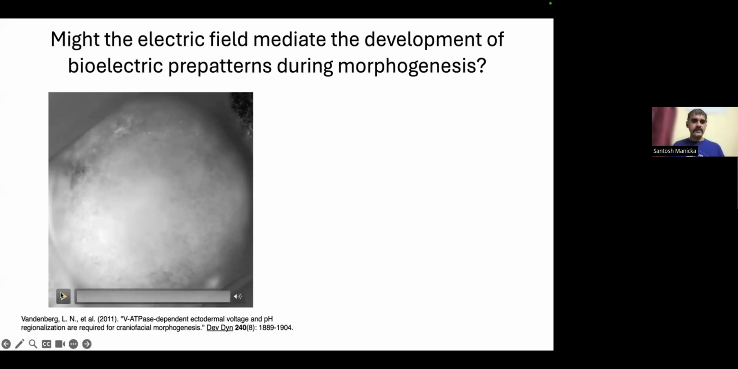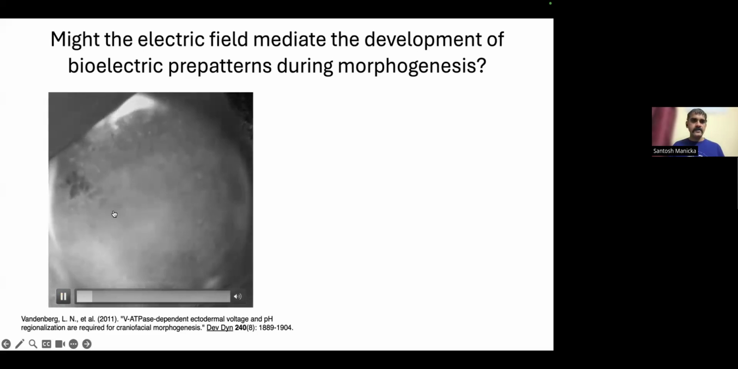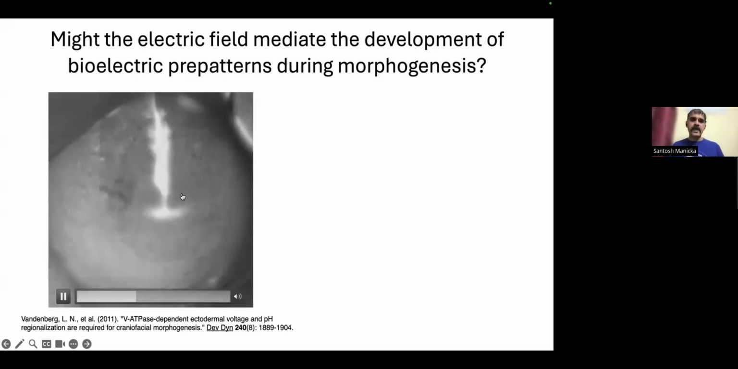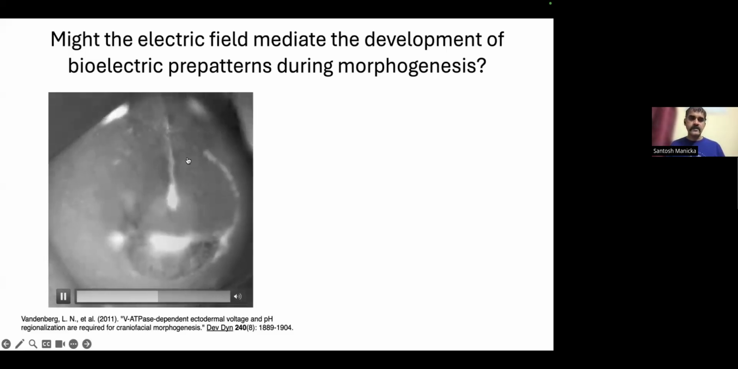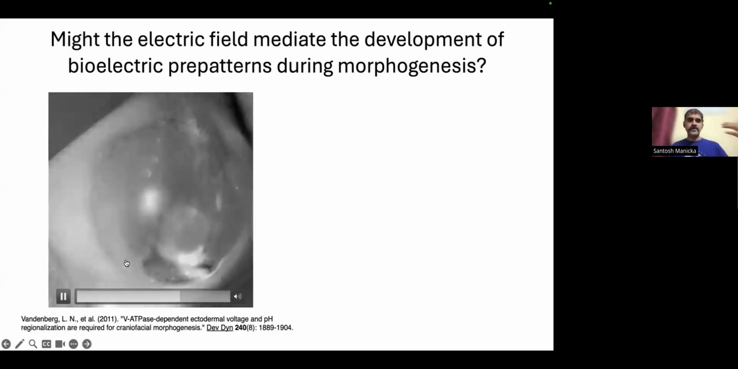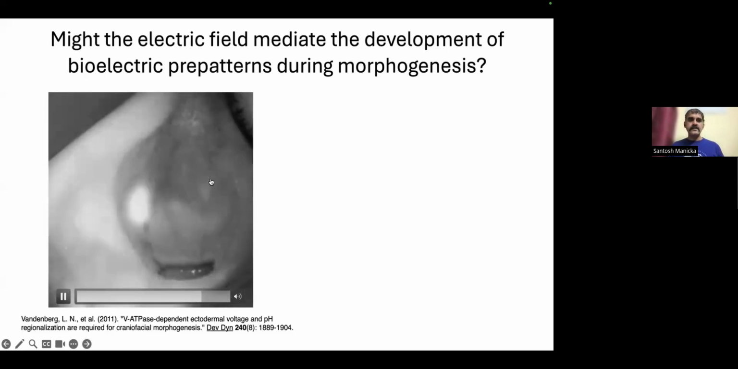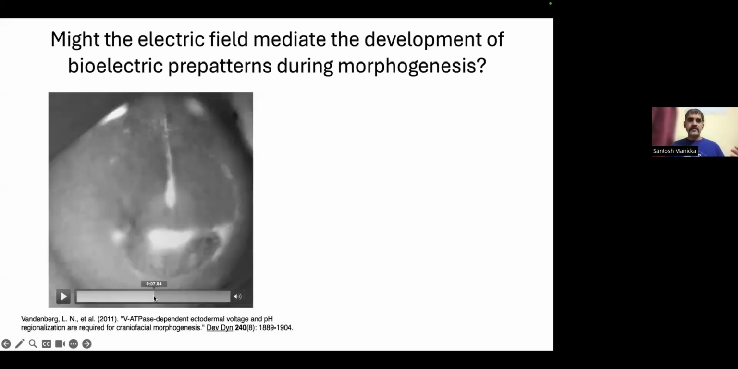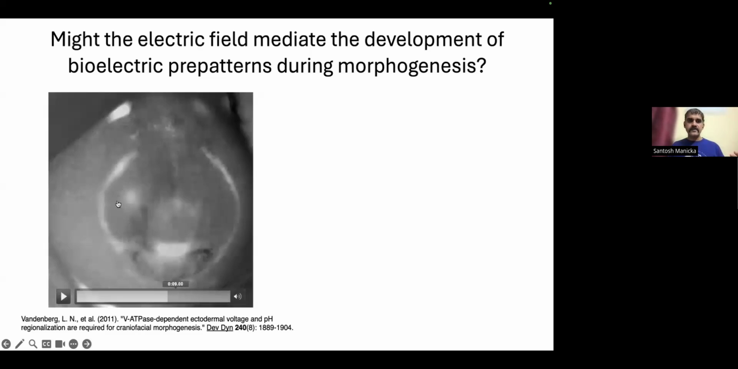So I will run this video here. What you will see is just a map of the voltage of cells. So this is a frog embryo developing through time. And you can see facial features form, right? But these are not phenotypic features. This is a bioelectric feature. It's a pre-pattern that emerges before the phenotypic features actually emerge.